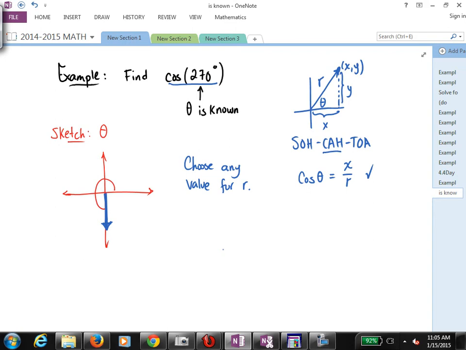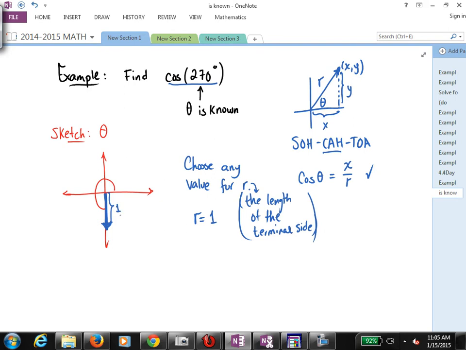They prefer to use r equals 1 because that's the easiest one to work with, but technically you could use any of them. And remember that the r is the length of the terminal side, according to the pictures. Let's make things easy. Let's choose r equals 1. So that means that from here to here, the distance is 1 unit.